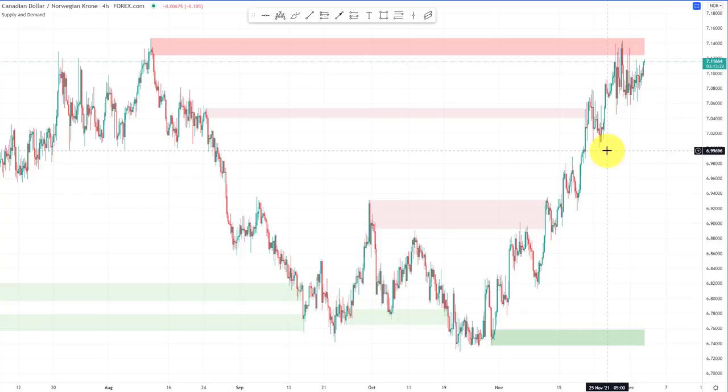This indicator works for forex, stocks, cryptos, indices, commodities, and any other market. It also works for any time frame, so whether you are on the weekly or all the way on the 5-minute or even lower, you can use the supply and demand indicator.